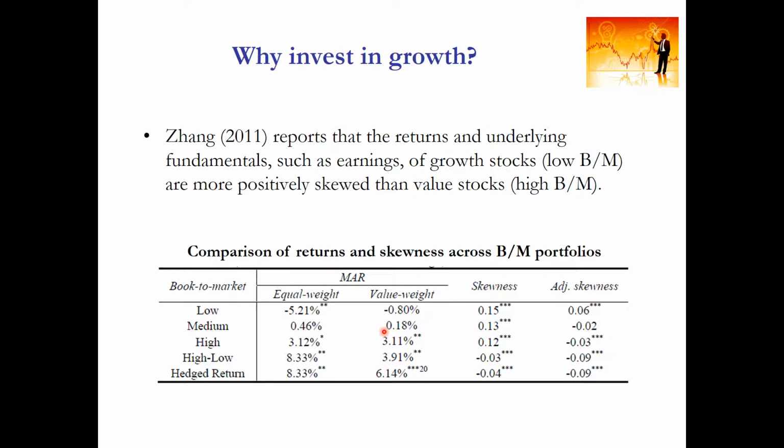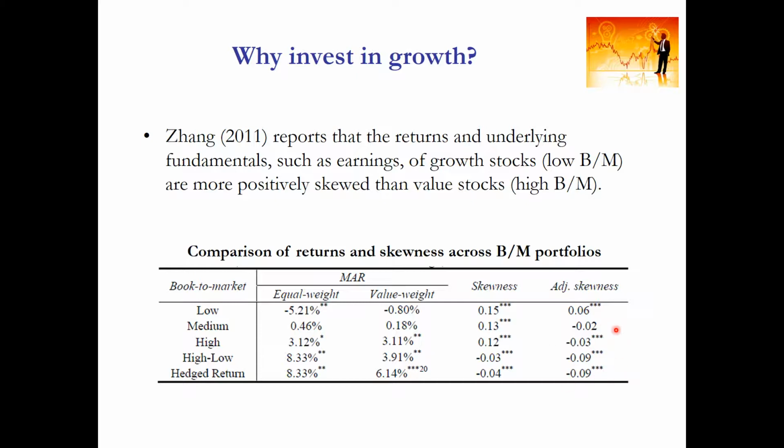The third reason to invest in growth relates to alternative utility preferences of investors. Chang in 2011, looking at growth versus value, reports that there are actually differences in skewness characteristics of these two different types of stocks. On average, growth stocks tend to generate positive skewness. You can see here, whereas the adjusted skewness or the market adjusted skewness of value stocks tends to be negative.